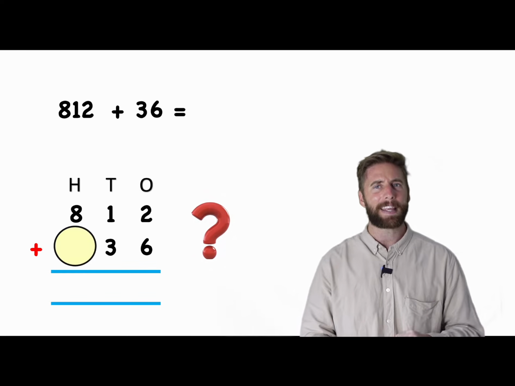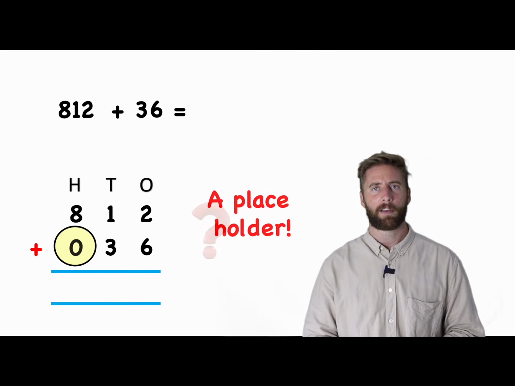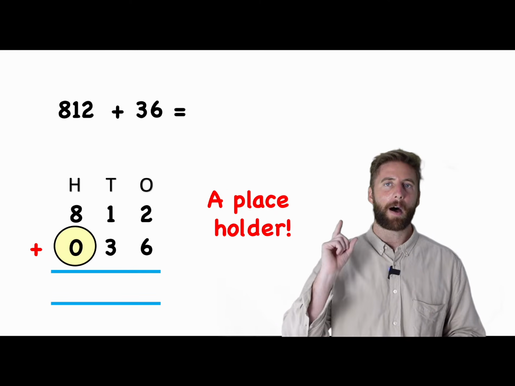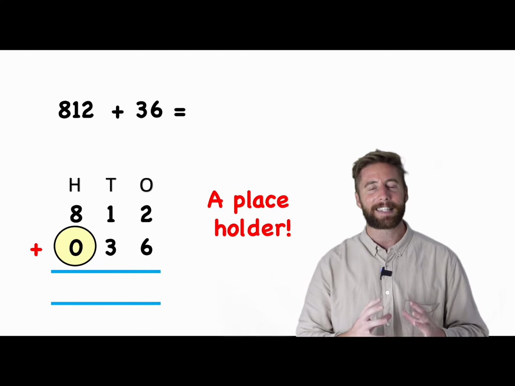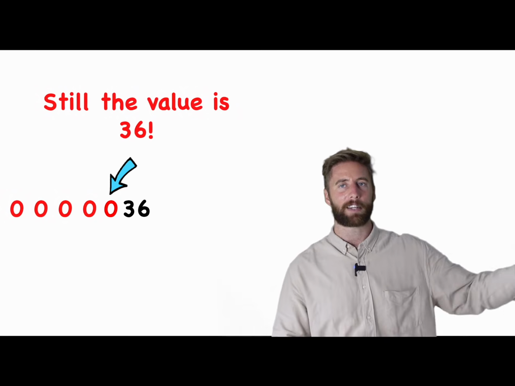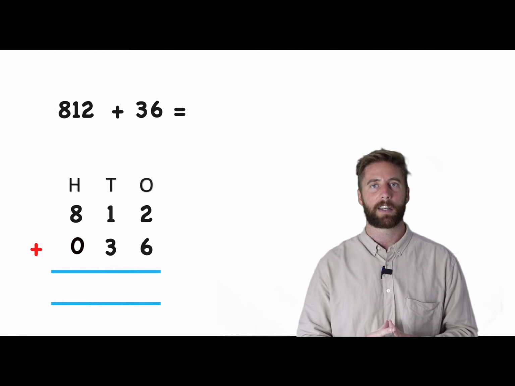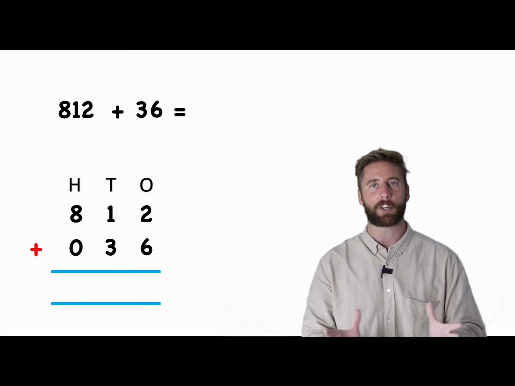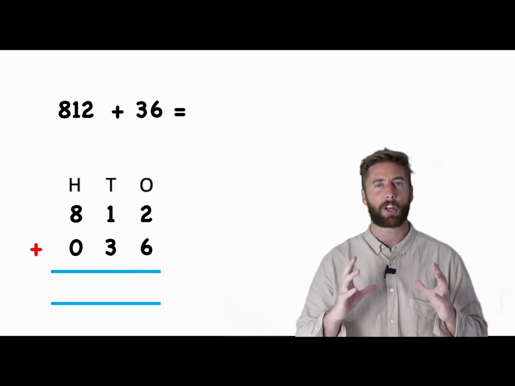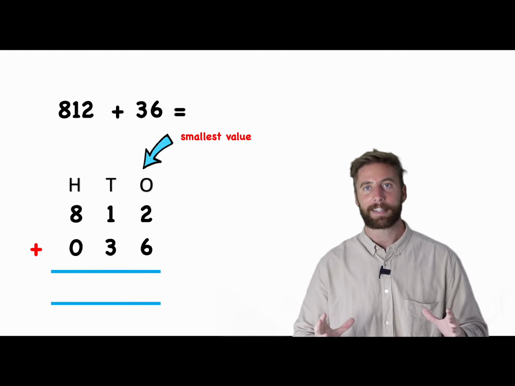But we have this big gap now underneath the 8. What could we put here? That's right, we're going to put a placeholder, a 0 that has no value because it's not changed the value of my number 36. I could put a million zeros in front of 36 and it's not going to change the value of my 36. But what it does do is it tidies up my place value chart and my column method so that I'm ready to now add up. Okay, so now we can begin.